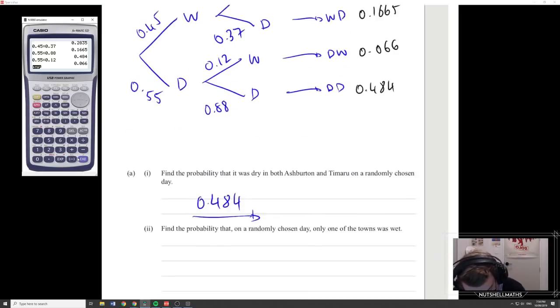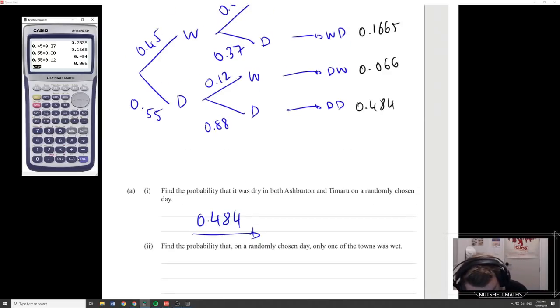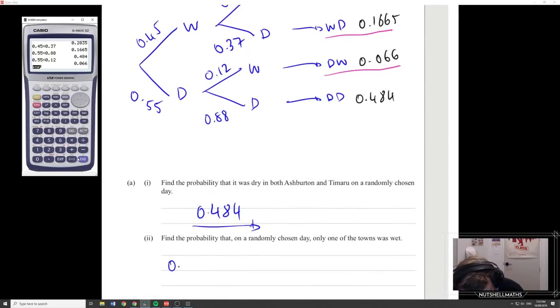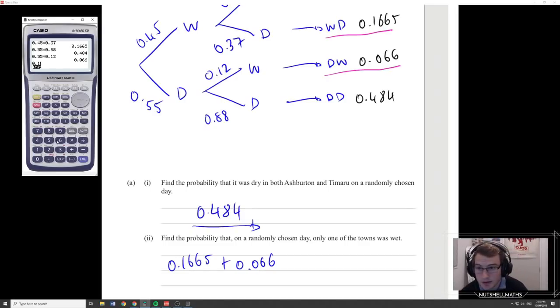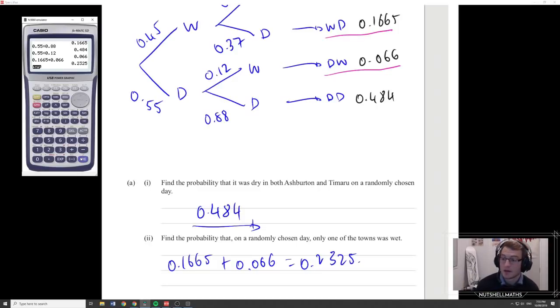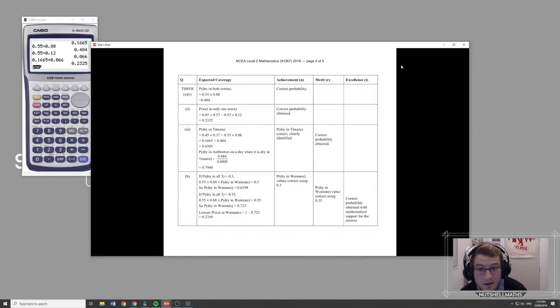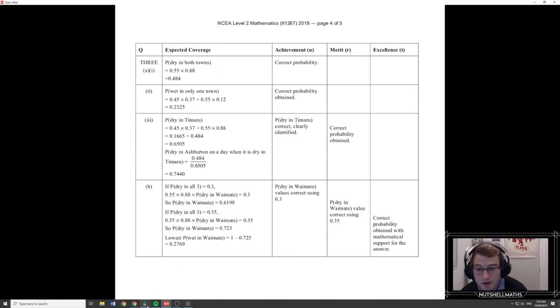Nice. Find the probability that on a randomly chosen day only one of the towns was wet. One of the towns was wet. Only one, not at least one. This one and this one are both the ones that contain only one. 0.1665 plus 0.066, because it's one or the other, so we add. 0.2325. Done. Let's double check we've got everything right. 0.484, 0.2325. So far so good.